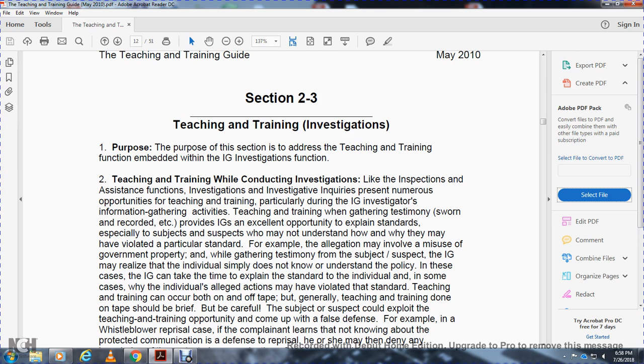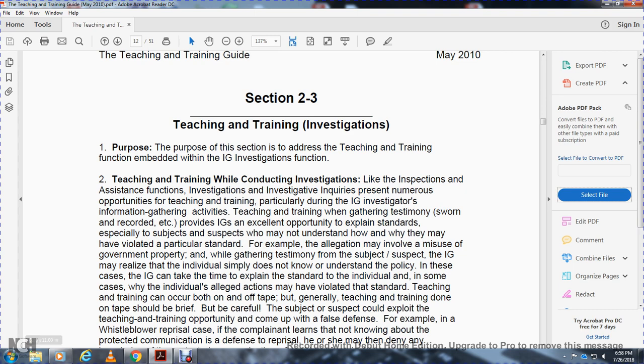For example, the allegation may involve the misuse of government property. While gathering testimony from the subject or suspect, the Inspector General may find the individual simply does not know and understand the policy. In these cases, the Inspector General can take the time to explain the standard to the involved individual, along with how the alleged action violated the standard. Teaching and training can occur both on and off tape, but generally teaching and training done on the tape should be brief, because the subject or suspect could exploit the teaching and training opportunity to come up with a false defense.